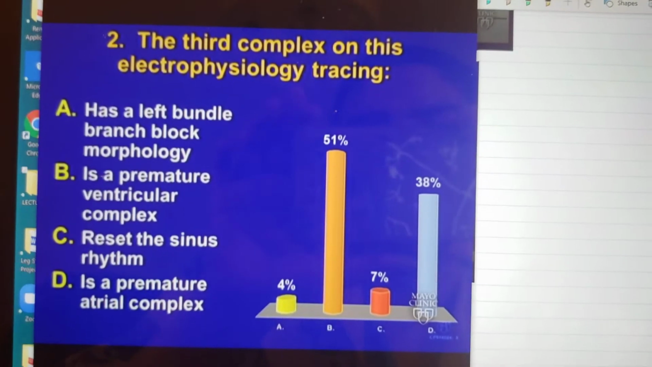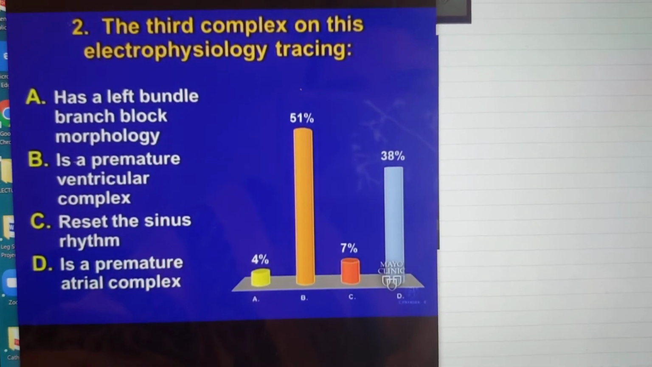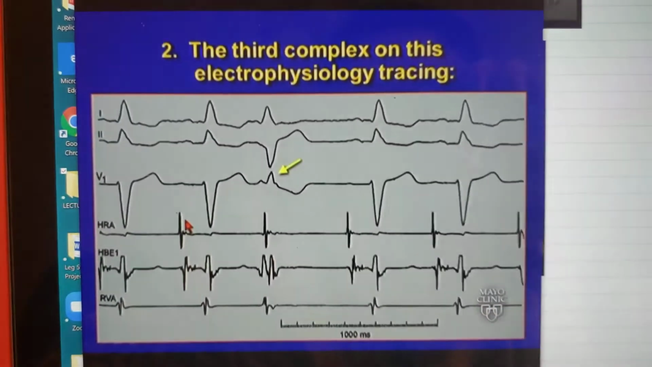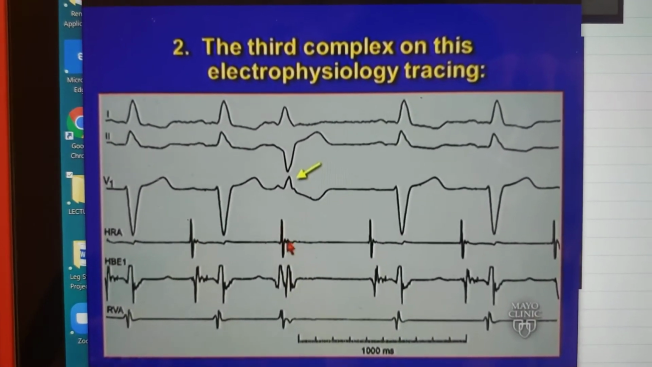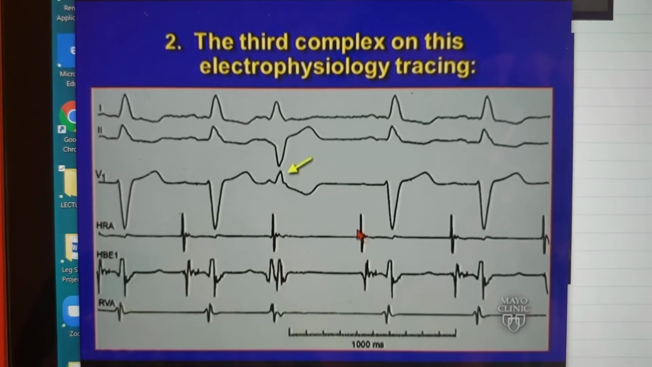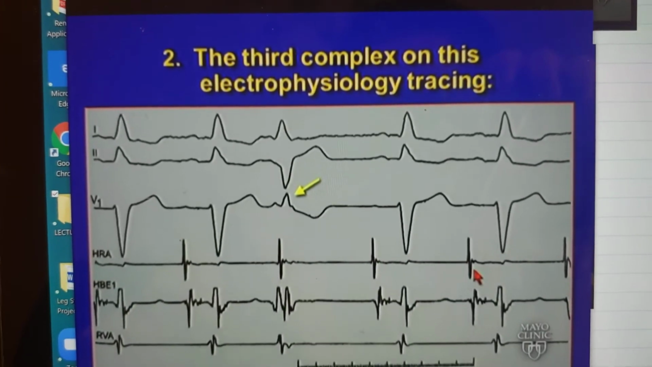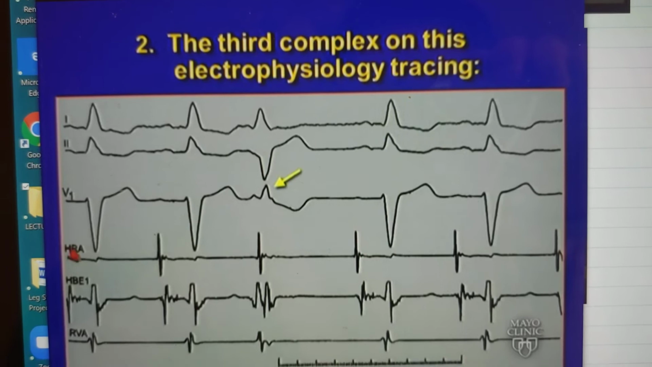And then we come down and we look and see that underneath this P wave is the intracardiac atrial activation. It occurs here again. It occurs here again. It occurs here again. Could there be an APC that happened here?